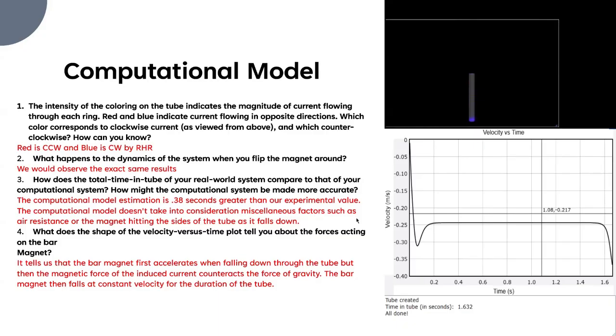So this is our velocity versus time graph, and we can see that when it first enters, it accelerates when falling down through the tube, but then the magnetic force of the induced current counteracts the force of gravity, and right here we have our net force equal to 0 since our velocity is constant, and then once it exits the tube, it starts to accelerate again.